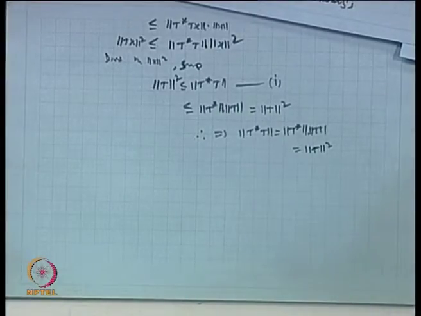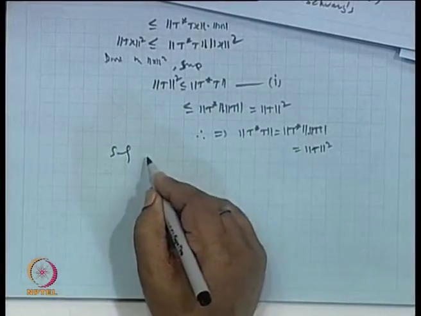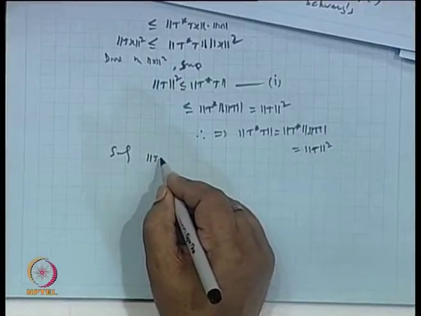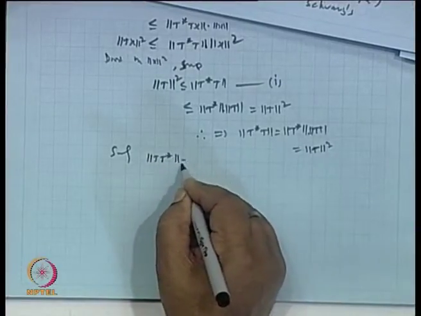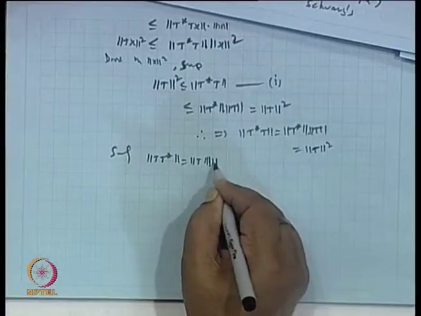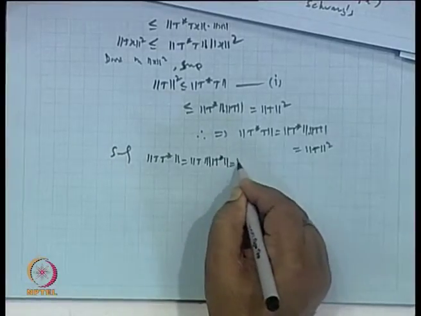Similarly, you can start with T T star. Similarly, start with norm of T T star. In a similar way, you can show it. Is it not?